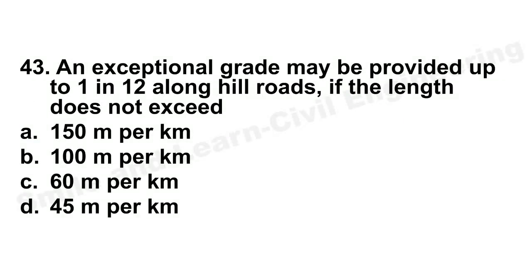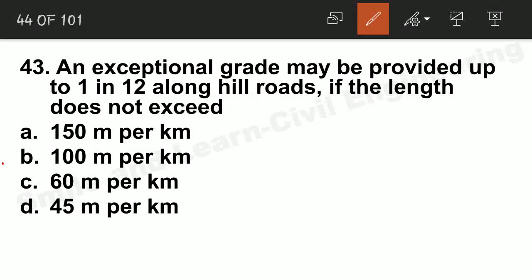Next question: an exceptional grade may be provided up to 1 in 12 along hill roads if the length does not exceed. So the correct answer is 100 meters per kilometer. Option B will be the correct answer. Somewhere the answer is given as 60, but this is not correct. Okay, after a steep grade, a flat gradient is needed. Okay, a flat gradient is required.